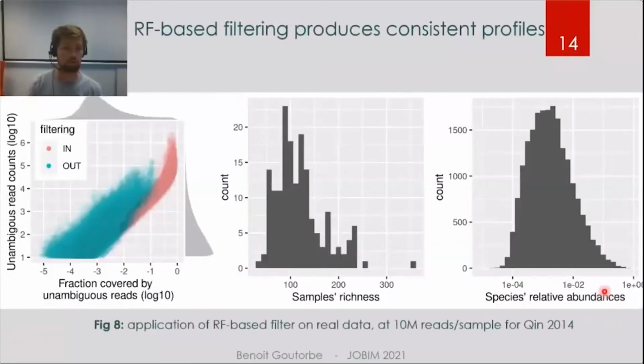Here is what we obtain when we apply the random forest based filters. This is at 10 million reads per sample. We can see that we can recognize the shape of the mapping hits. We produce profiles with an average sample richness around 100 species per sample, and we have a species relative abundance that goes down to 10 to the power of -4, so we can identify some rare species.